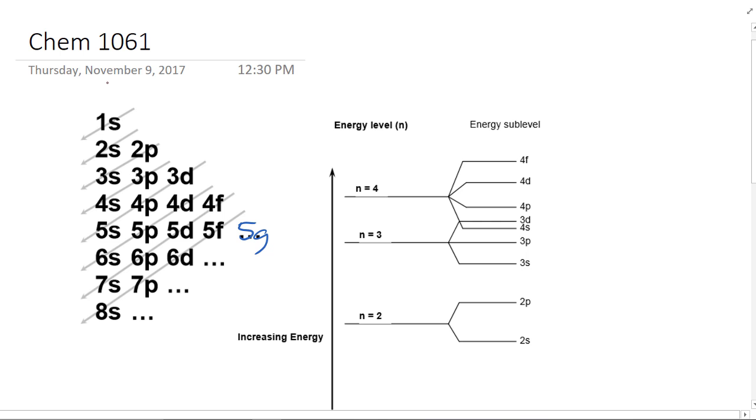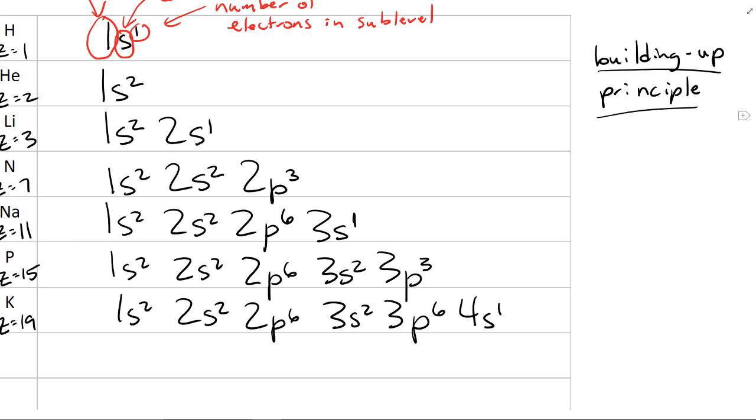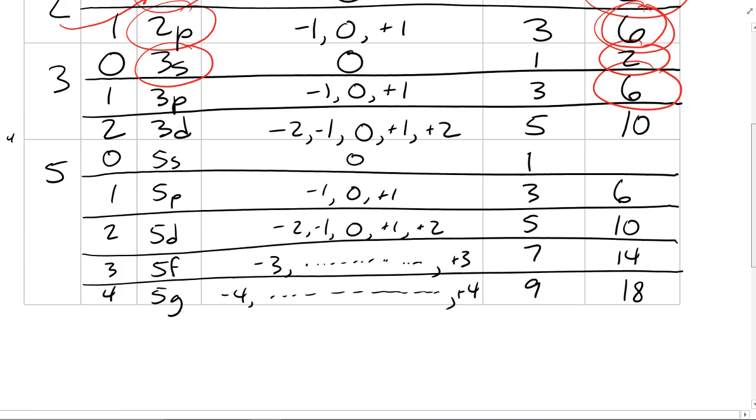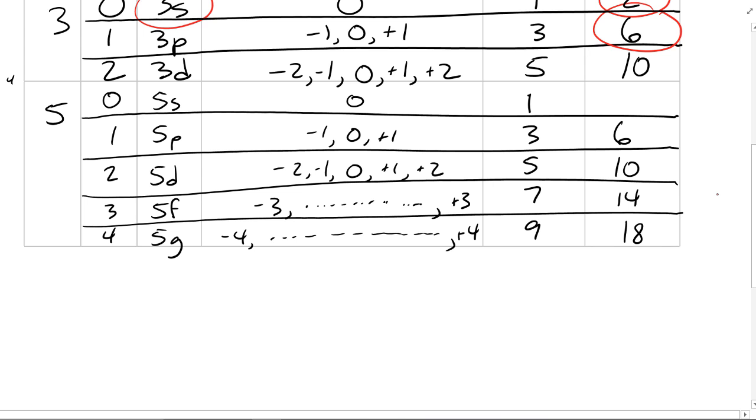How many? 2. The p's always hold up to 6 electrons. The d's always hold up to 10 electrons. The f's hold up to 14, and the g's hold up to 18. And you're going, wait a minute, where did you get those? Remember, you already calculated those right here. These are the number of electrons in the subshell. You already figured out what those values would be.